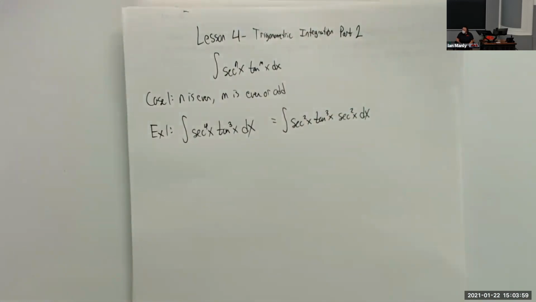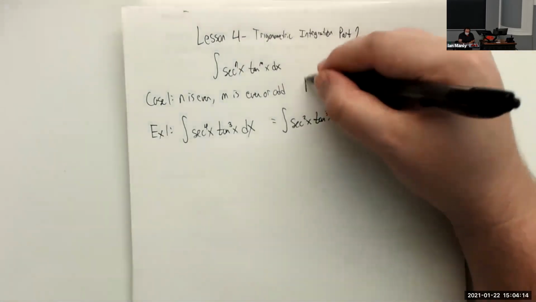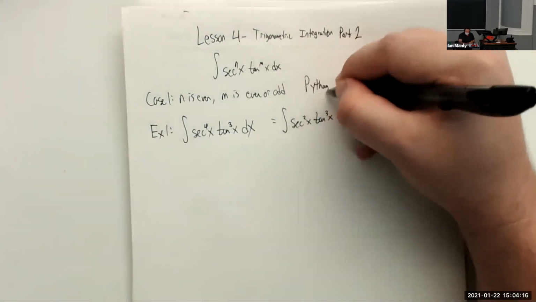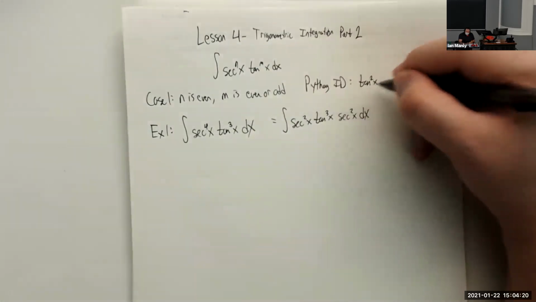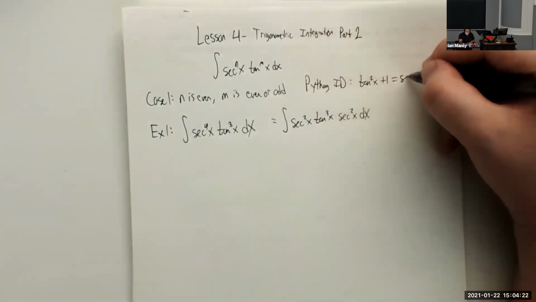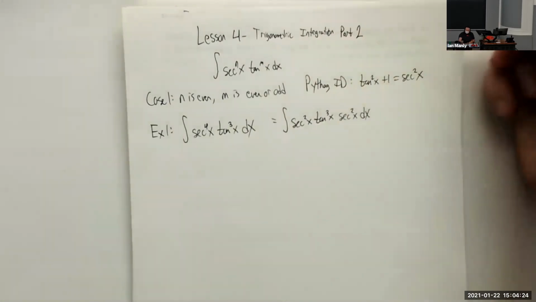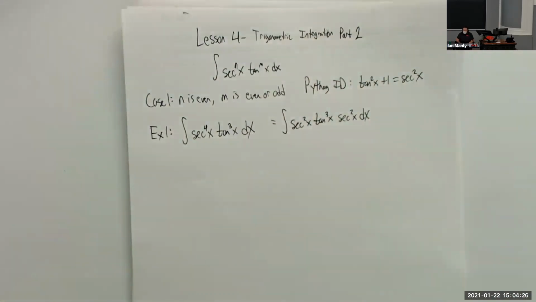All right, so what am I going to do with this now? Just like last time where we used the Pythagorean identity to convert between sines and cosines, today we're going to use the Pythagorean identity to convert between secants and tangents. Now remember, the identity that is going to be relevant for us is that tangent squared of x plus 1 is secant squared. Okay, so that's going to be our relevant identity for this class.